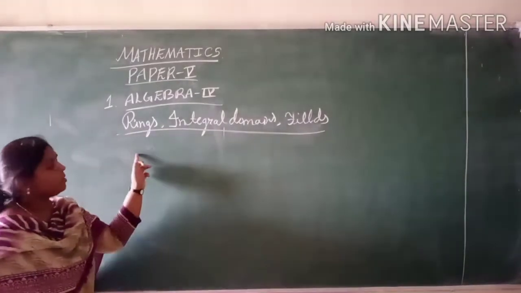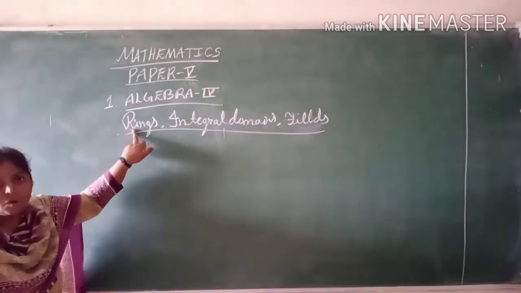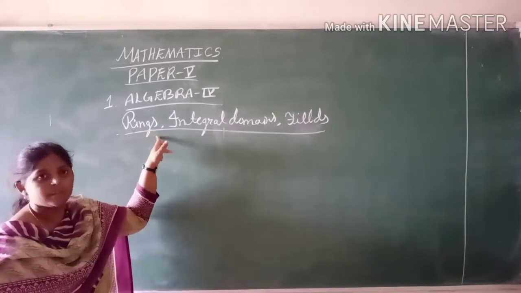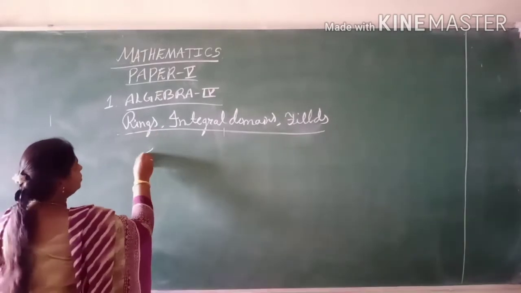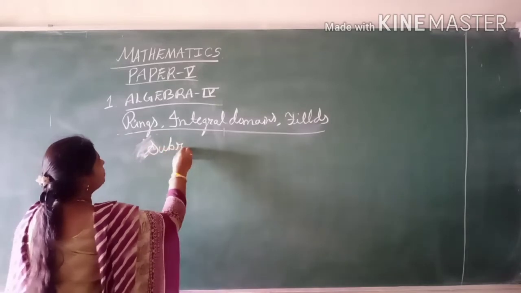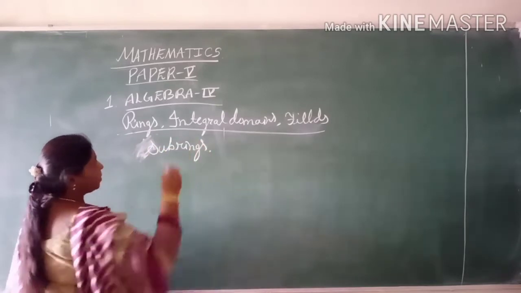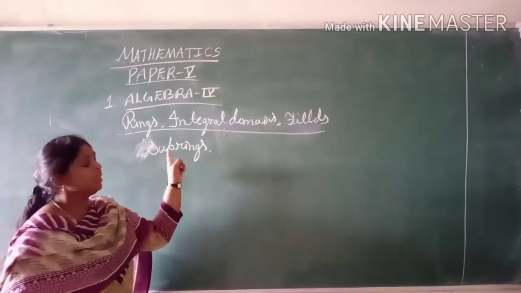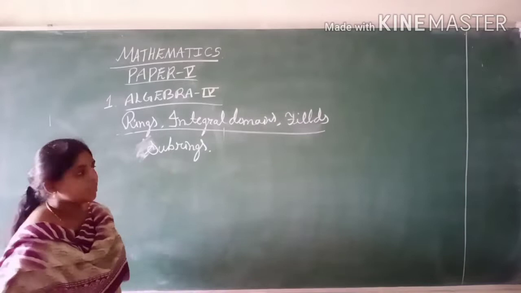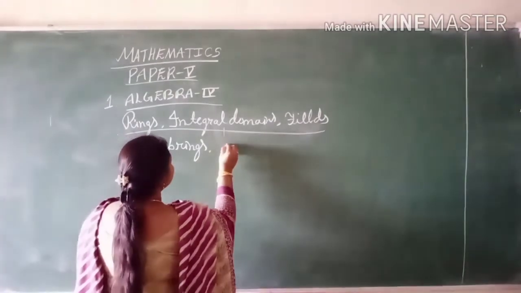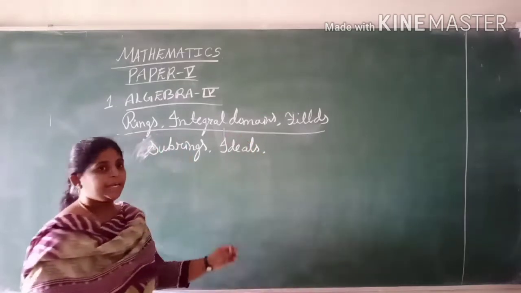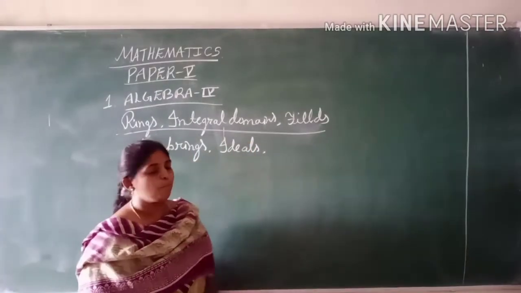In this chapter, first we learn the definition of rings, problems on rings and theorems on rings. Similarly, now we will go to another concept, subrings. The next concept is subrings. In subrings, first you will learn the definition, theorems and problems on subrings. Later, we will learn the ideals. Again, in ideals, the definition, theorems and problems.